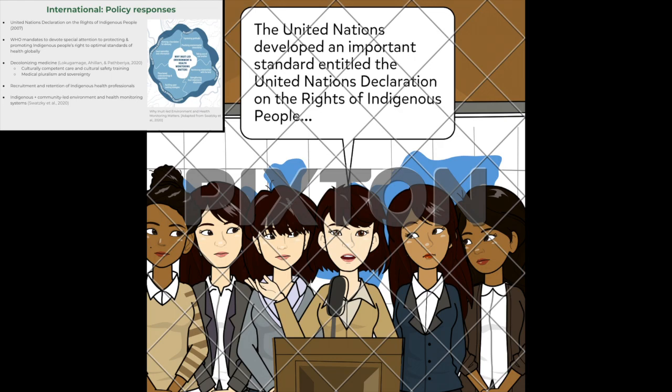In 2007, the UN developed an important standard entitled the UN Declaration on the Rights of Indigenous People. In Article 24, they state that Indigenous people have the right to the highest attainable standard of physical and mental health. They also affirm that Indigenous people have the right to enjoyment of socioeconomic rights, including water, sanitation, and health, and that governments shall ensure that adequate health services are available to the people concerned. The WHO also mandates protecting Indigenous rights to optimal standards of health globally. With these declarations in mind, we would like to introduce additional international standards for addressing inequities in Indigenous healthcare accessibility.